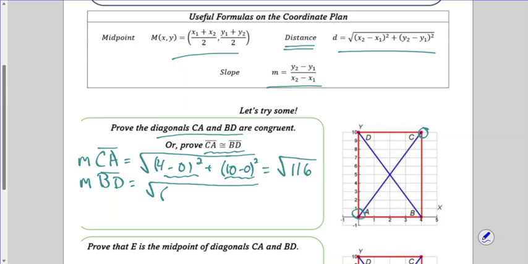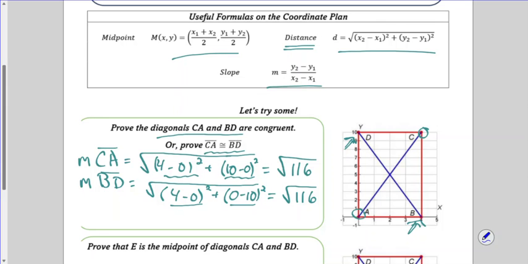The distance is going to be identical. It's 4 minus 0, still that x value of 4 and an x value of 0, squared, plus 0 minus 10. The y value at B is 0. The y value at D is 10. It's going to be the same thing. 4 squared, negative 10 squared. It's still 16 plus 100, which is the square root of 116. That's enough for me to see that those are going to be the same.